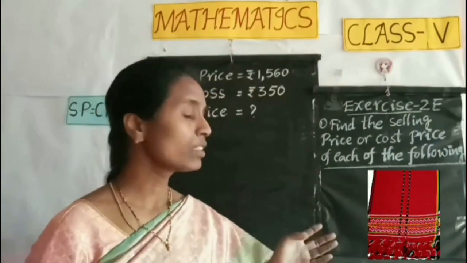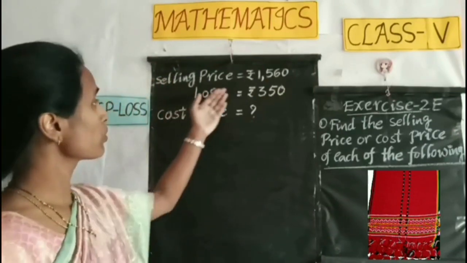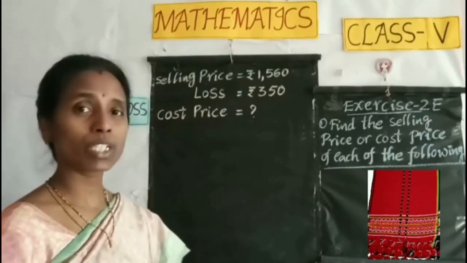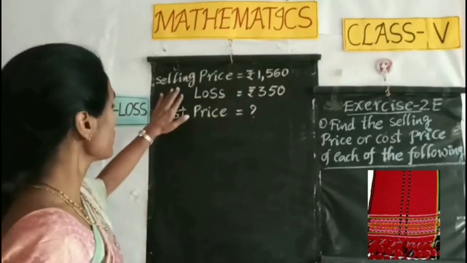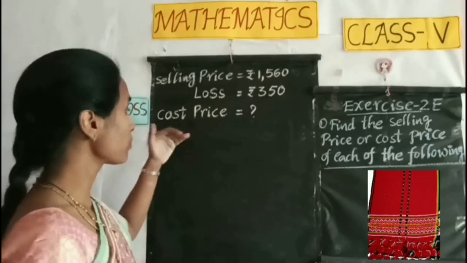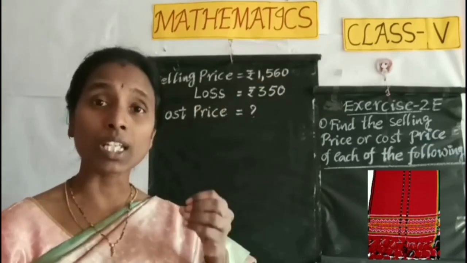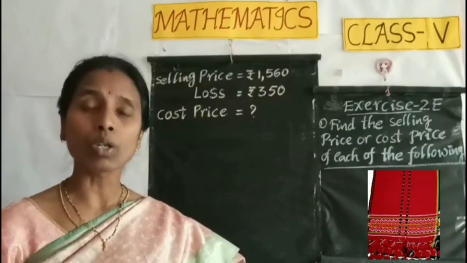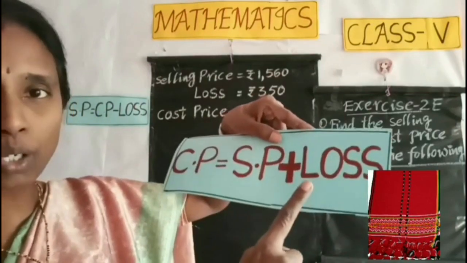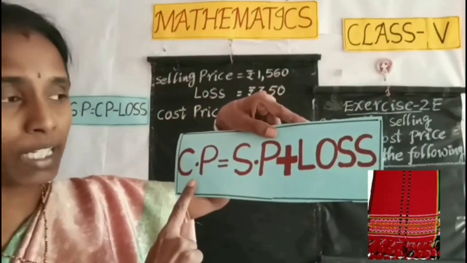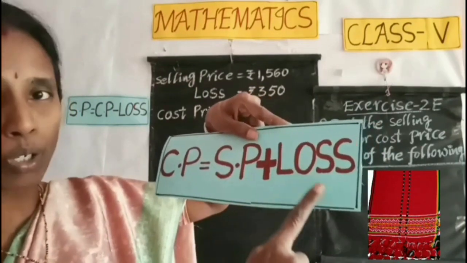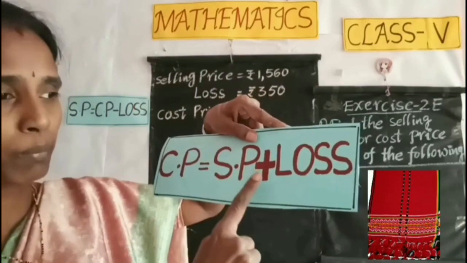Let us do one more sum. Children, here is a shawl. What is the selling price of the shawl given? 1560 rupees and loss 350 rupees. So here selling price and loss are given. So what we have to find out, children? Exactly, we have to find out cost price. So when selling price and loss are given, to find the cost price, what we have to do, children? Look here, children. When selling price and loss are given, to find the cost price, we have to add loss to the selling price. SP plus loss. CP is equal to SP plus loss.